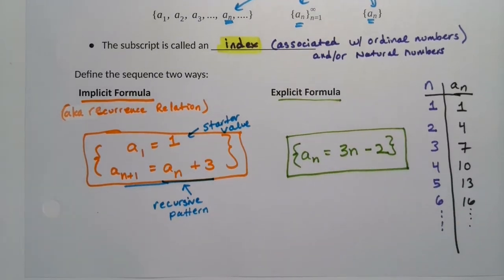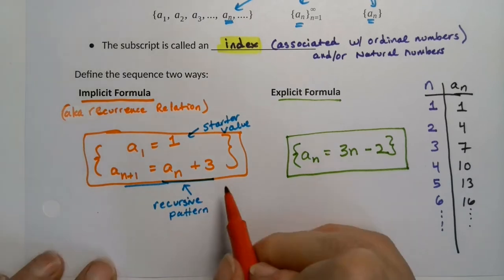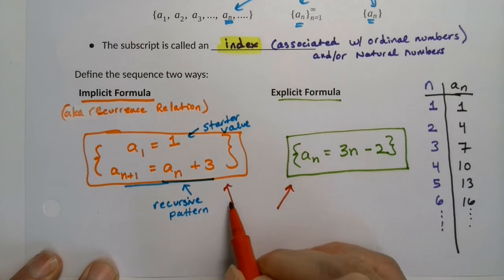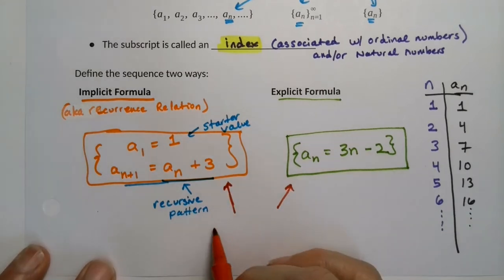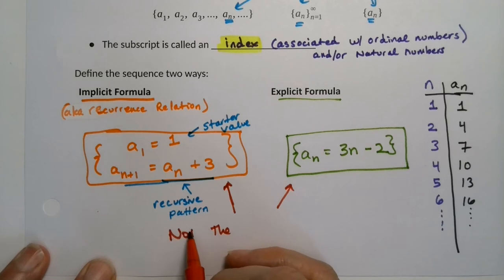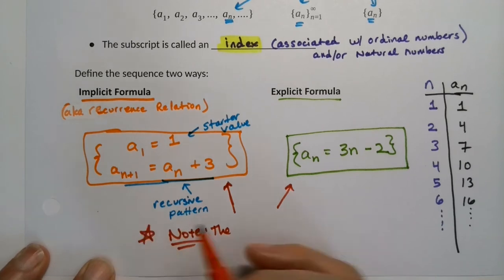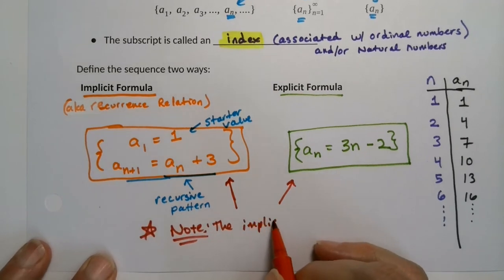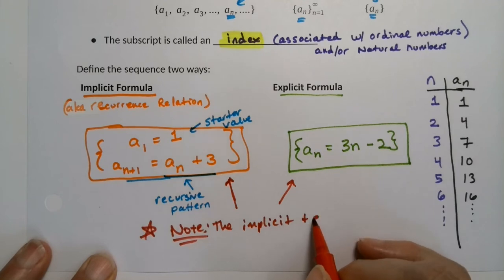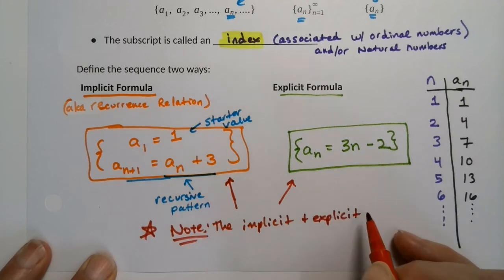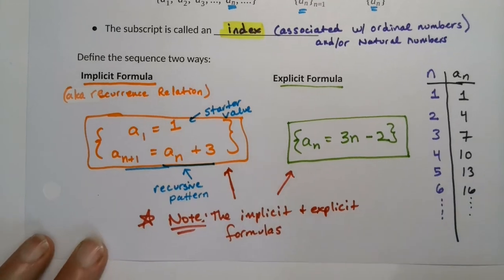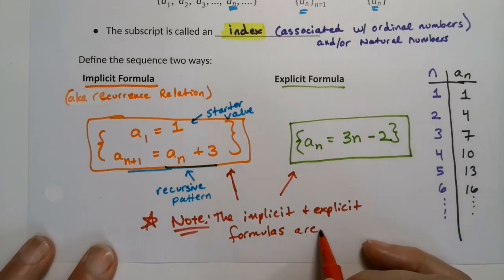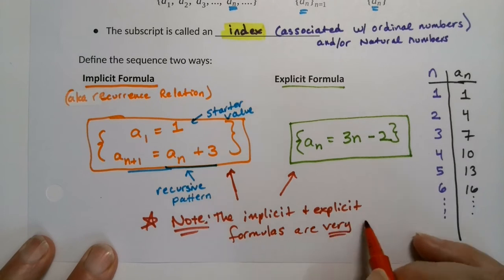Now note, those formulas are very different from each other, and that's going to be interesting for you because implicit and explicit formulas for the same sequence do not look anything like each other. So make a big note. The implicit and explicit formulas, or formulae, depending how fancy you want to be, are very different. But they both work.